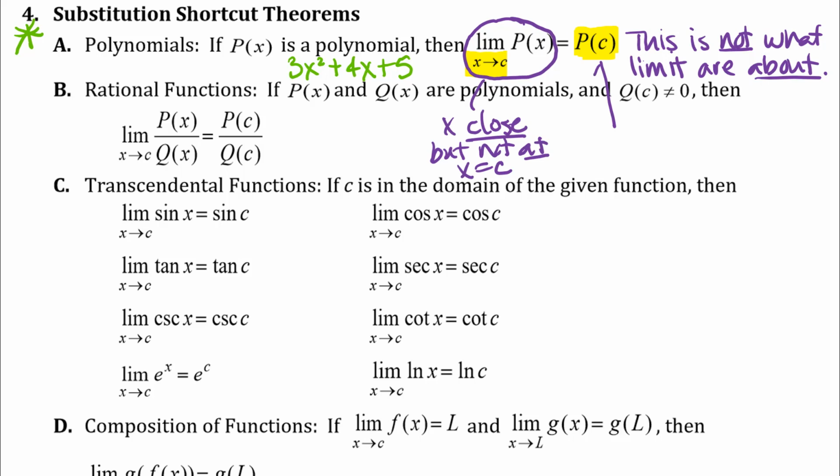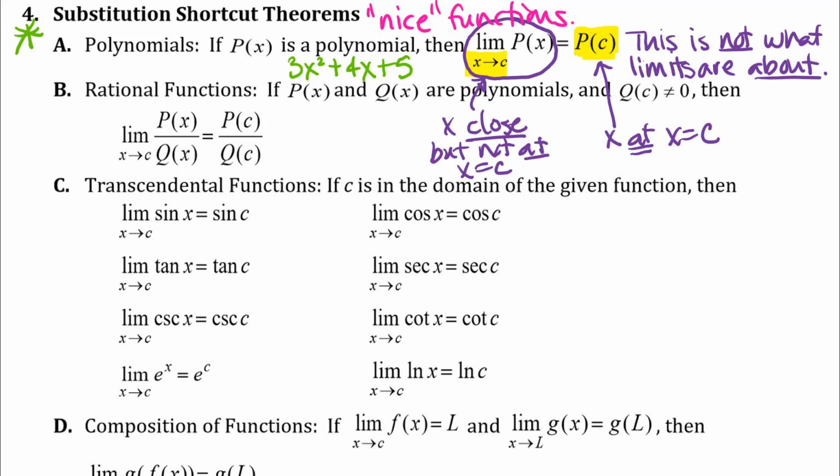And p of c, so when I actually plug a number into a function, that's about what's happening when x is at c. And in general, that's not necessarily the same thing. That's not really what limits are about. But what this part of this theorem says is that for this kind of function, polynomial functions, those are actually the same thing. Some textbooks I've taught out of, instead of calling these substitution shortcut theorems, they'll talk about this as theorems for nice or well-behaved functions.